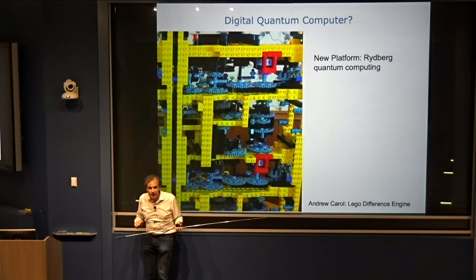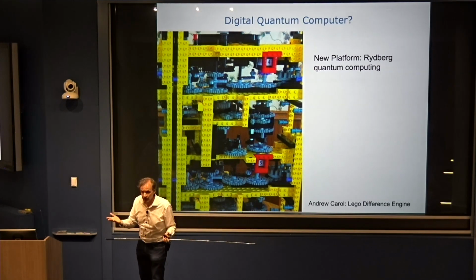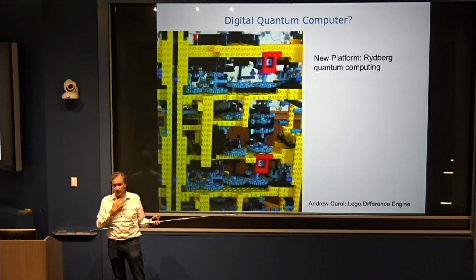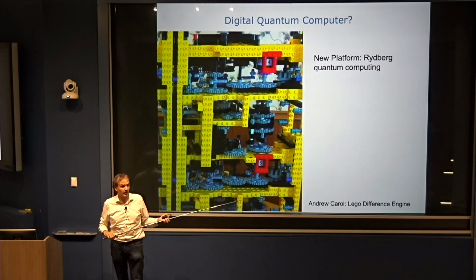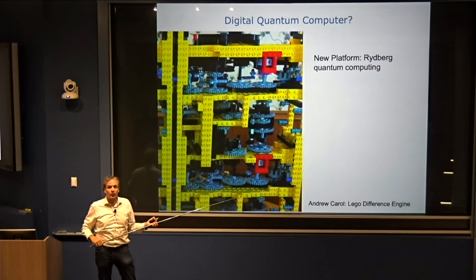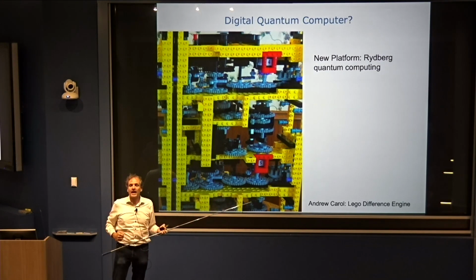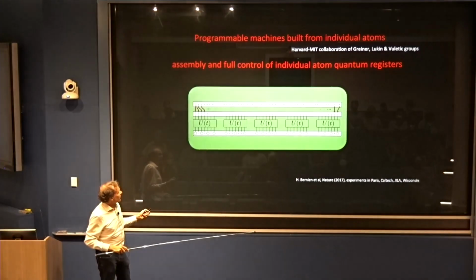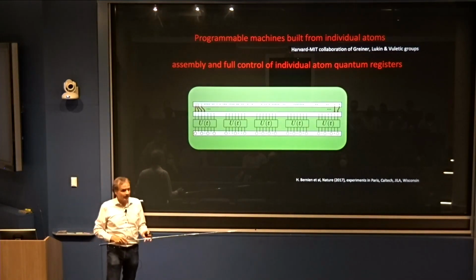As you know, it's challenging. There are different platforms, right? Superconducting qubits and ion traps are some of the most traditional ones, or also with optics. Could we use cold atoms? Yes. In fact, that is a very interesting platform, and we have recently developed cold atoms with Rydberg interactions.